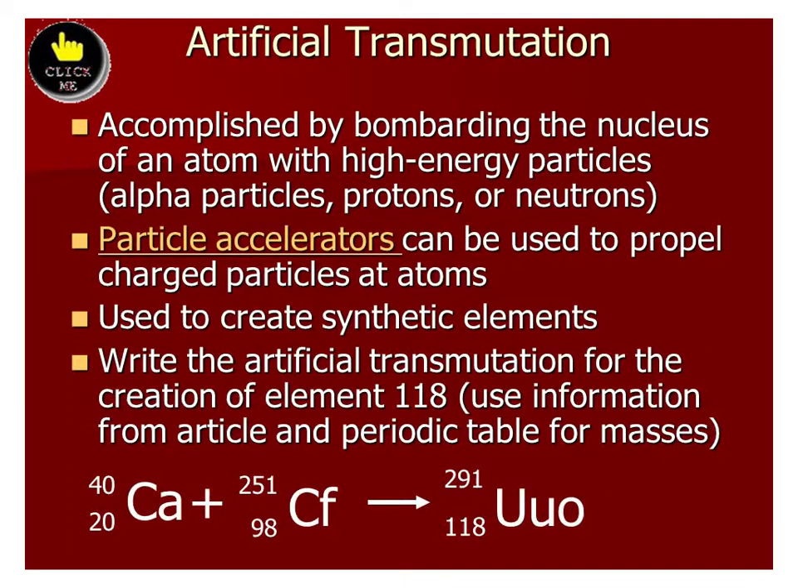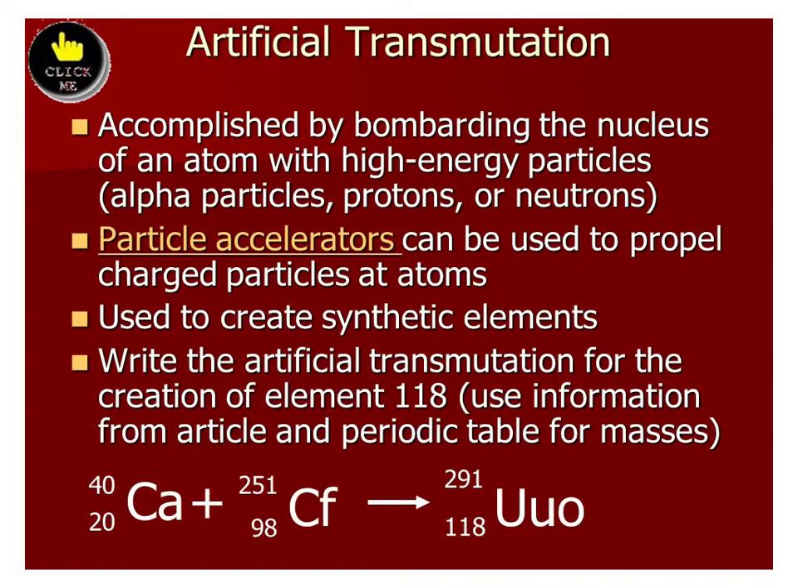Particle accelerators are very large units of high electromagnetic fields, and when we generate an electromagnetic field, we can accelerate charged particles down the field into a target that contains the material that we want to bombard. This is the only way we're able to create synthetic elements. What I'd like to do here is show you how we write the artificial transmutation for the creation of, let's call it, element 118.